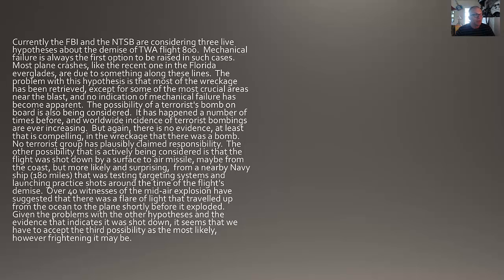Given the problems with the other hypotheses and the evidence that indicates it was shot down, it seems that we have to accept the third possibility as the most likely, however frightening it may be.